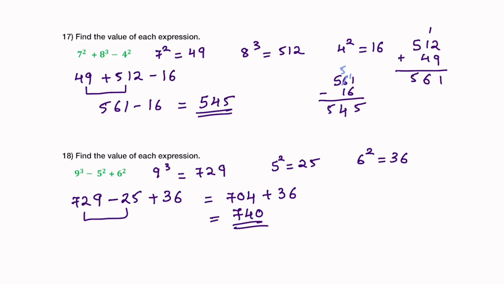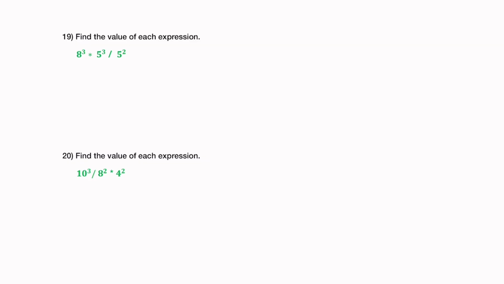Let's go to question 19. Yay, it's going fast. So now we have multiplications and divisions. So that's where we have to be careful. Remember the BODMAS rule. The division will come first and then multiplication. Okay? And then addition and subtraction. So that's something that you need to remember.